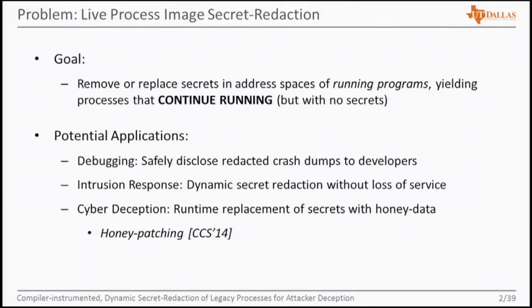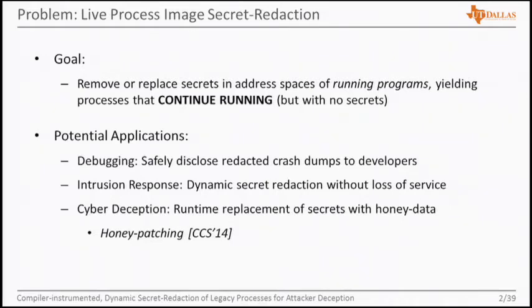For example, in the event of a program crash, we want to safely release process dumps to developers for debugging purposes. One could think of first redacting the address space of that program before releasing the dump, so that we don't disclose secrets that could be stored in memory before the crash.